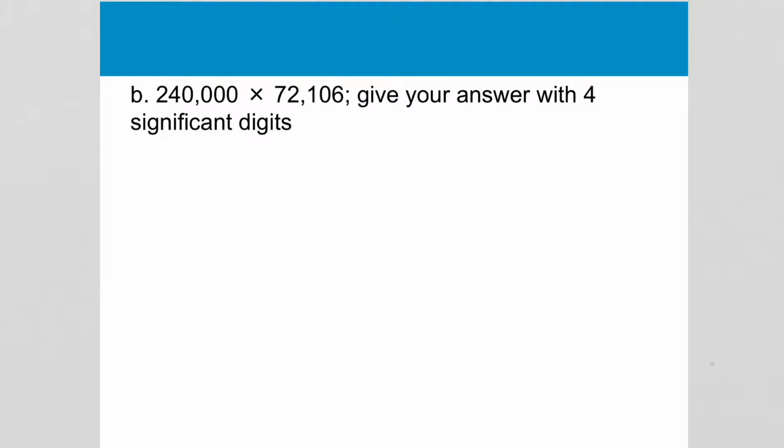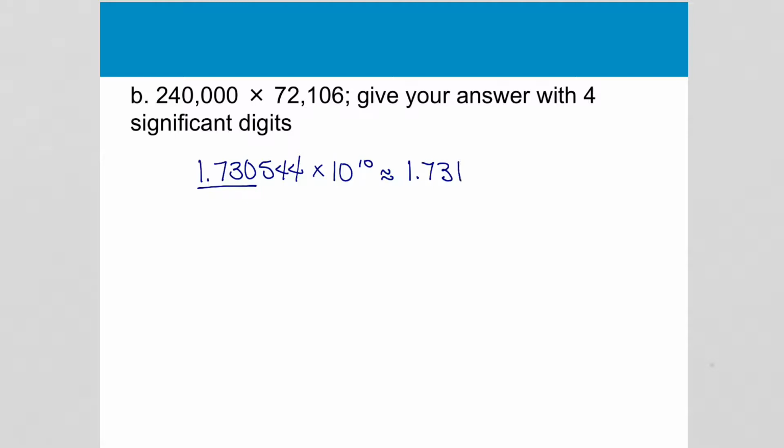And B, multiply 240,000 by 72,106 with 4 significant digits. So if you put that in your calculator, you get it back in scientific notation, 1.730544 times 10 to the 10th. With 4 significant digits, we round to there. So 1.73, and we need to round the 0 up to 1 because the next number is 5, times 10 to the 10.